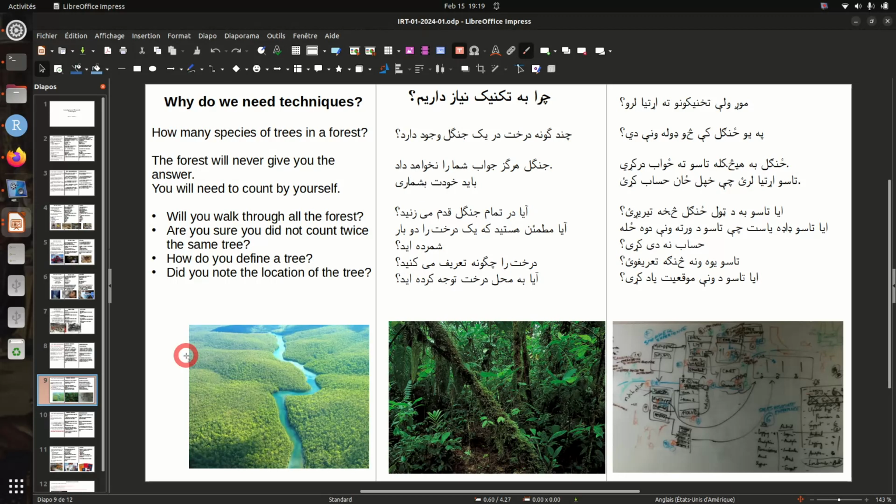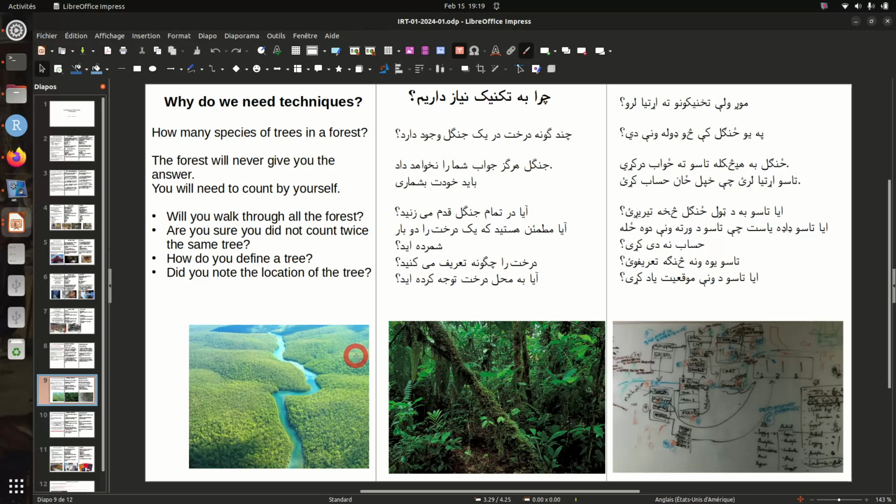Let me give you another example that is more related to academic research. Imagine I send you into this big forest in South America. I leave you here for 1 month, with some water and a big sandwich, and I say, you count how many species of trees you see there.